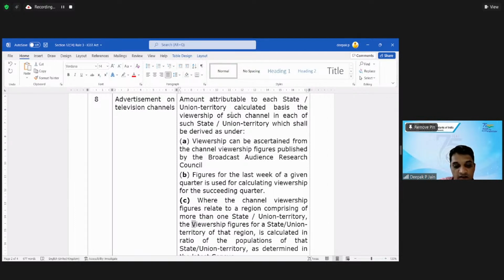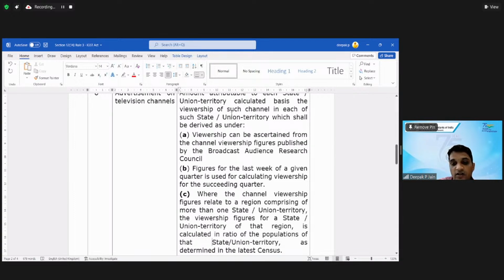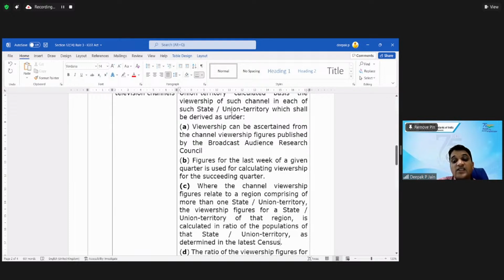Then the viewership figures for a state or union territory of that region are calculated on the ratio of that state or union territory as determined in the latest census, where it becomes very complicated. So the latest census, census meaning the record the government keeps, what the government takes, the record of the number of citizens in a country, that is called census.